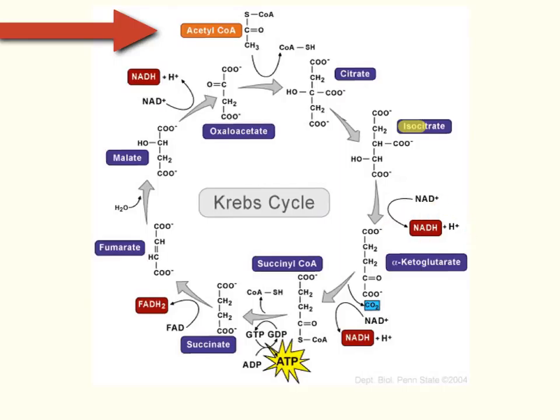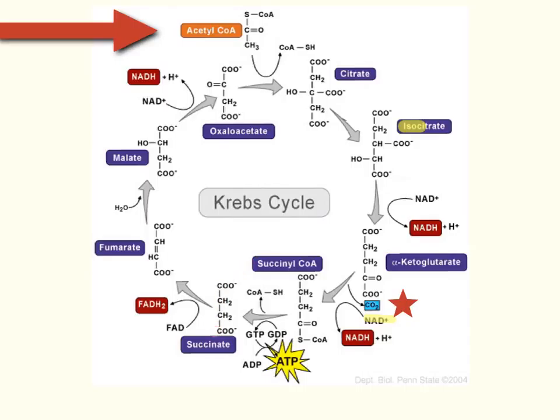This happens through reduction. Step 4 involves alpha-ketoglutarate binding with CoA to form succinyl-CoA. Next, alpha-ketoglutarate is oxidized by NAD plus to create NADH. Also notice, carbon dioxide is removed as waste. During the 5th step of the Krebs cycle, CoA is lost, and this causes a large release of energy.